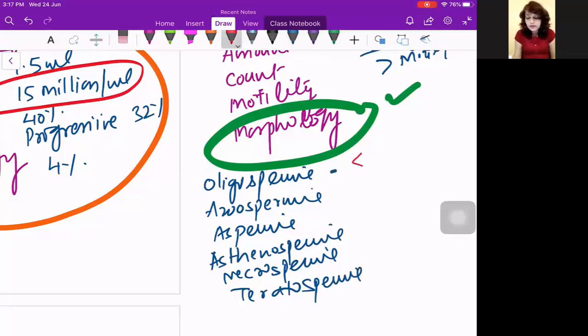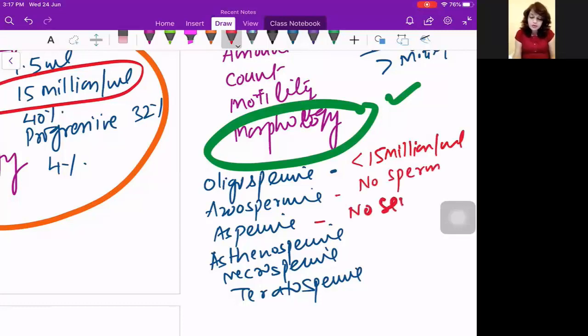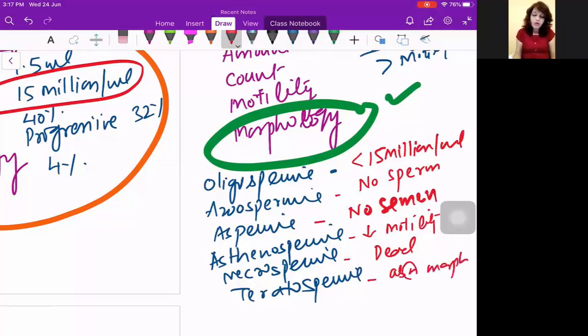Oligospermia is sperm count less than 15 million per ml. Previously it was 20, now it is 15. Azoospermia is absence of sperms in the semen. Aspermia is no semen. Actinospermia is decreased motility. Necrospermia is dead sperms. Teratospermia is abnormal morphology.